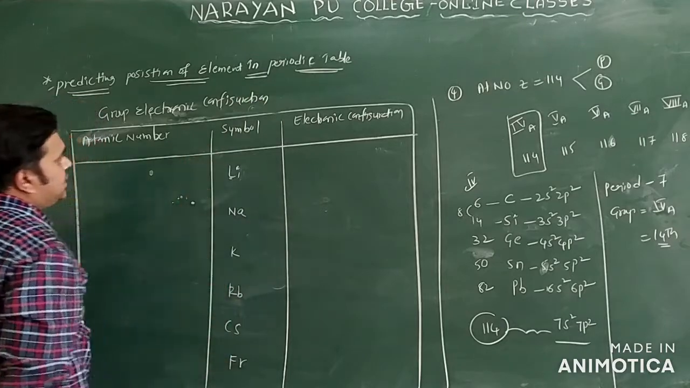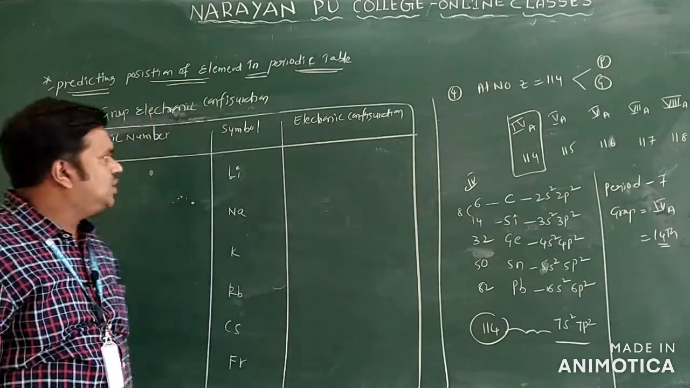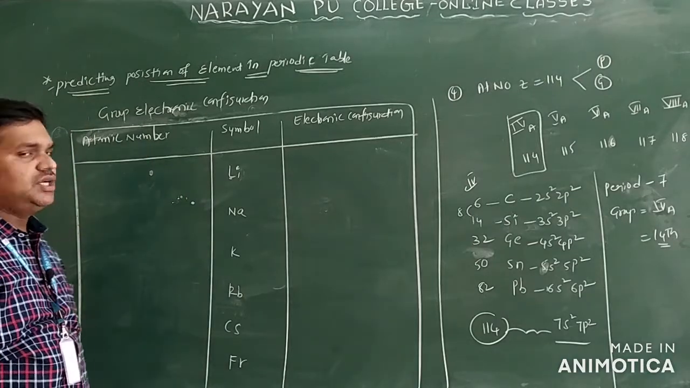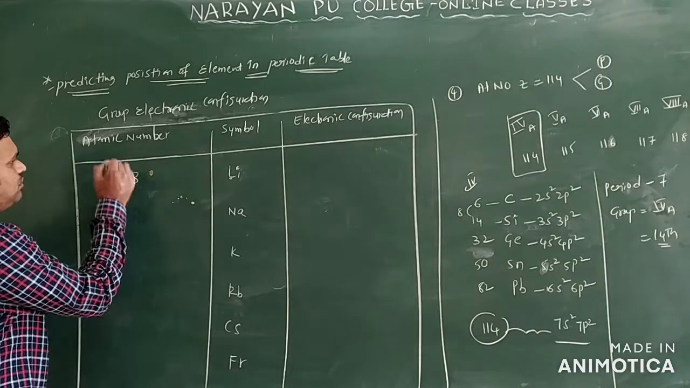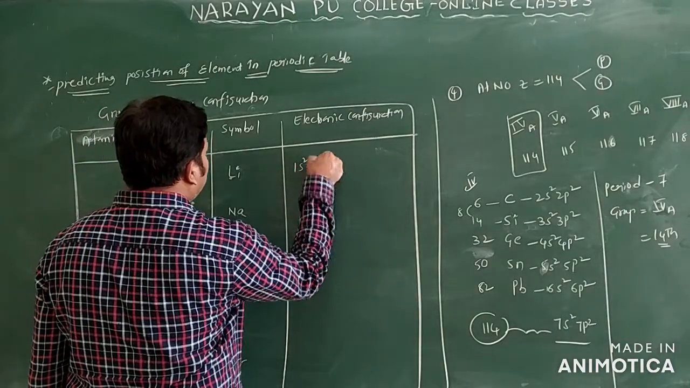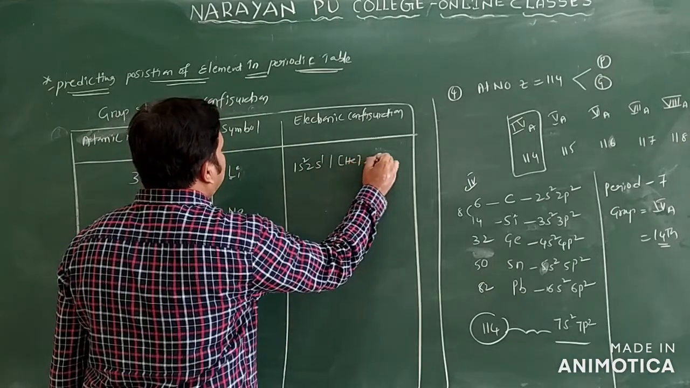So I wrote here the symbols: lithium, sodium, potassium, rubidium, cesium and francium only. These are first group elements, or we can call them alkali metals. What is the atomic number of lithium? We have 3. So what configuration can you write here? 1s2, 2s1, or you can write helium 2s1.